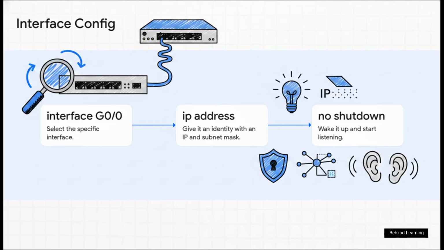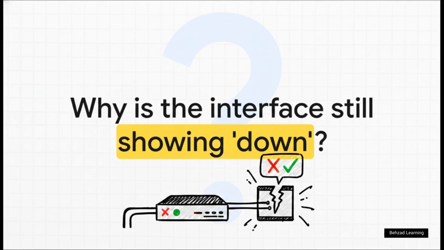We hop into global configuration mode, and it's basically a three-step dance. First, we select the interface, so interface G 0/0. Next, we give it an identity with the IP address command, punching in the address and the subnet mask. And third, and seriously, people forget this one all the time, we have to explicitly wake it up. We type no shutdown. That's the command that tells the router, all right, power up this port, start listening, and let's get to work. But wait, here's where it gets interesting.